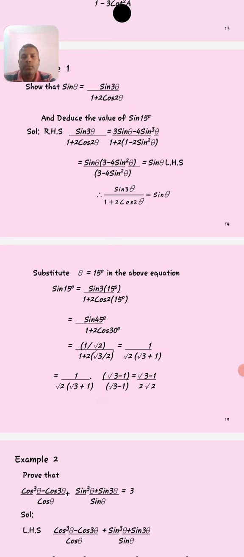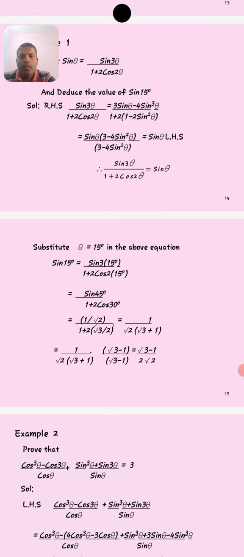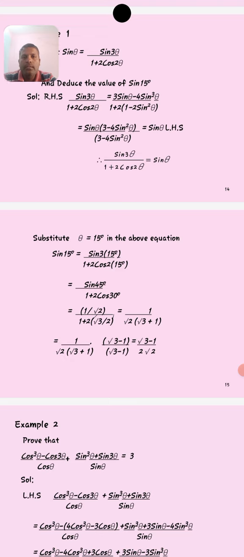Here, substitute theta equal to 15 degrees in the above equation. That is, sin 15 degrees is equal to sin of 3 into 15 degrees divided by 1 plus 2 cos 2 into 15 degrees. That is equal to sin 3 into 15, sin 45 degrees divided by 1 plus 2 cos 30 degrees. Okay, we know that sin 45 degrees value is 1 by root 2. So that 1 by root 2 divided by 1 plus 2 into cos 30 value, which is root 3 by 2.